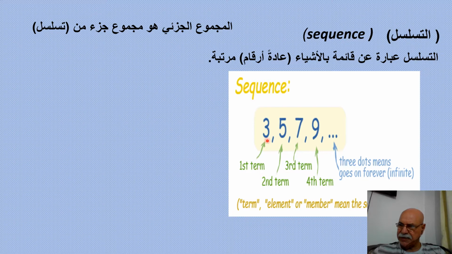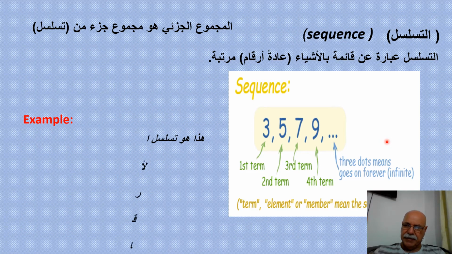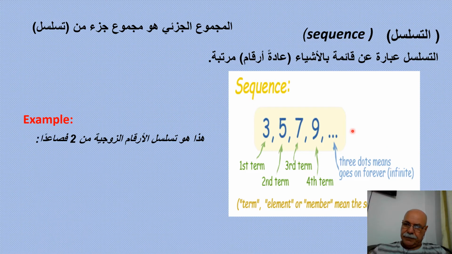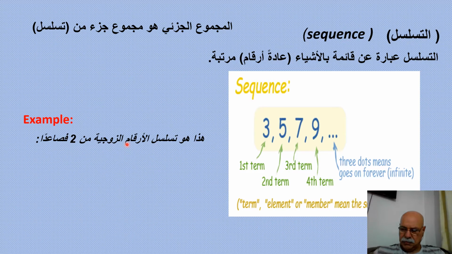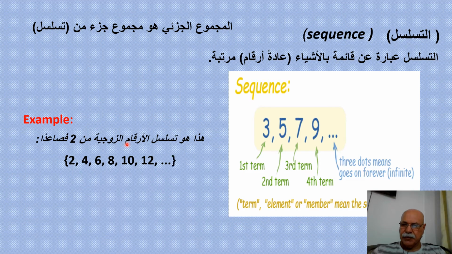So this one is the first term, this is the second term, this is the third term, and this is the fourth term, and it continues to infinity. For this example, the numbers start from 2: 2, 4, 6, 8, 10, 12, and on to infinity.